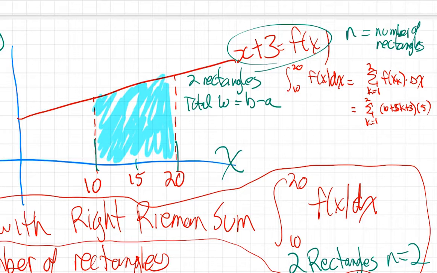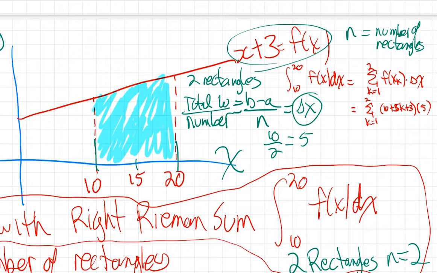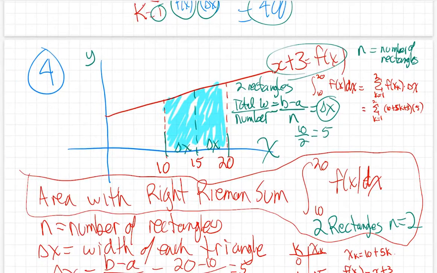Okay, and the total width divided by the number of rectangles, n, will give me delta x, right? So 20 minus 10 is 10, divided by 2 rectangles is 5. Delta x is 5. Delta x is that width. Okay, so let's do the area with a right Riemann sum.